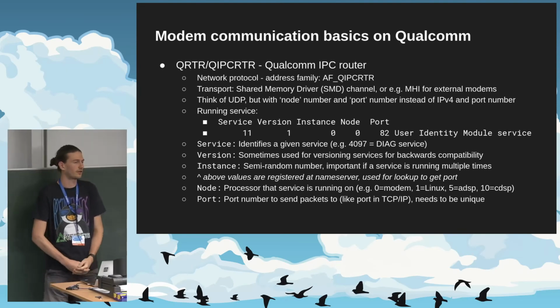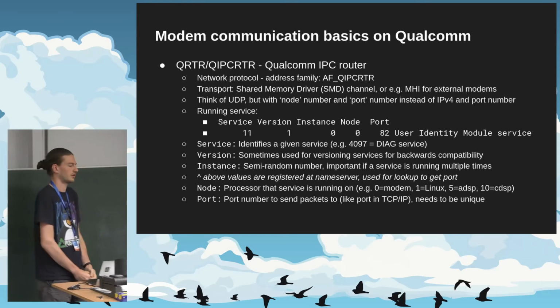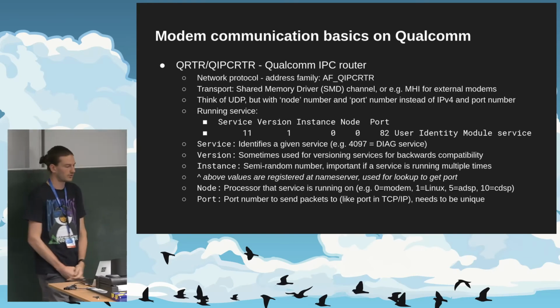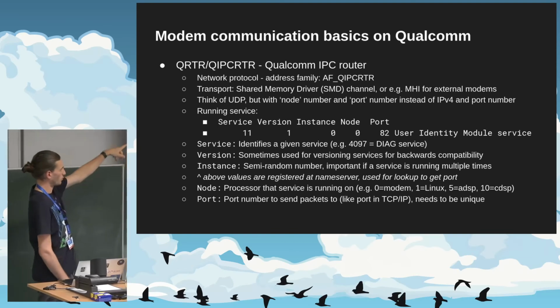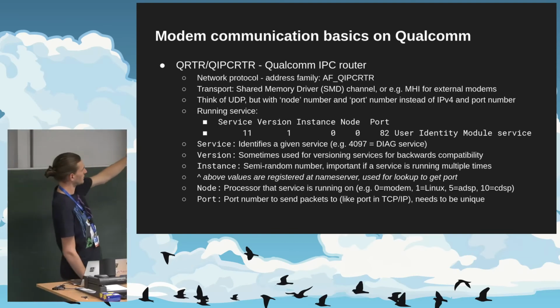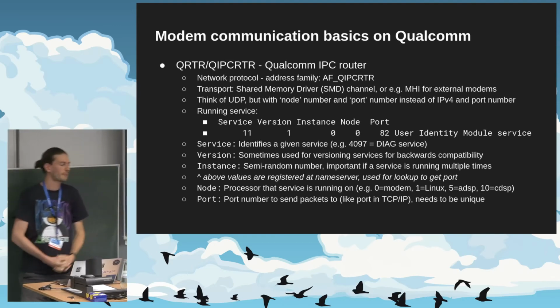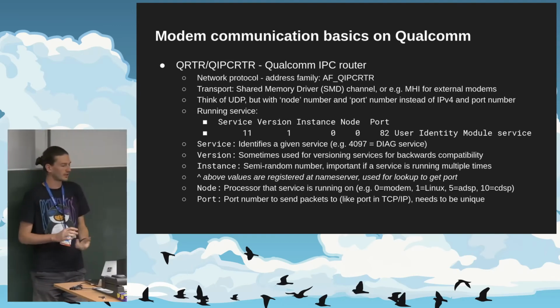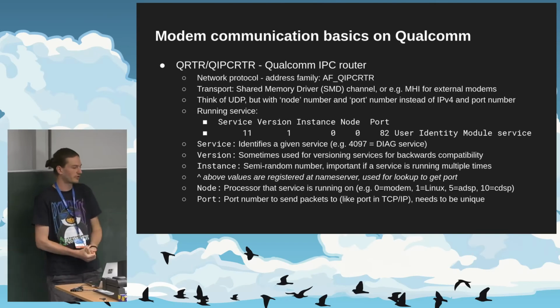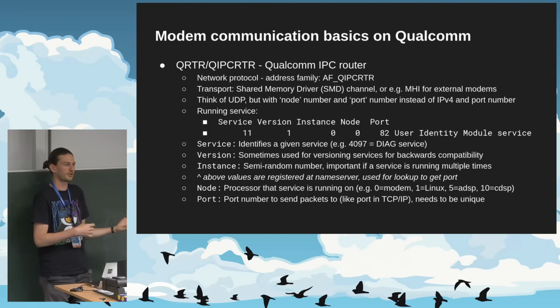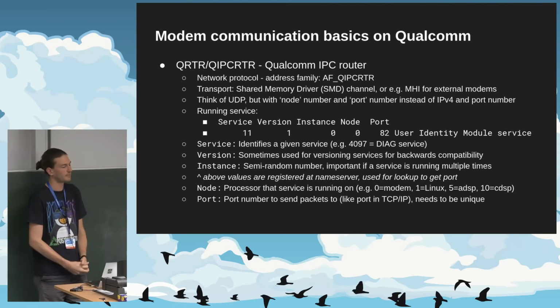So if you run the command QRTR lookup on a Qualcomm phone, you see a long list of services, which have the numbers service, version, instance, node, and port. The first three of which are not really directly a thing for this networking protocol, but it's actually just sort of a name server, so the QRTR name server, where services register and then get discoverable using that.